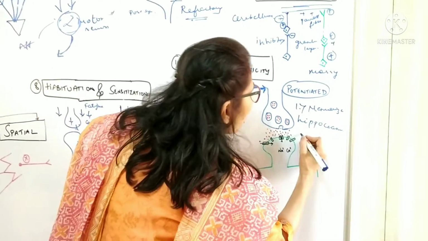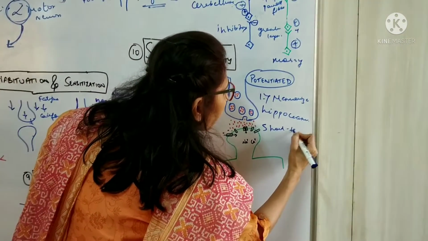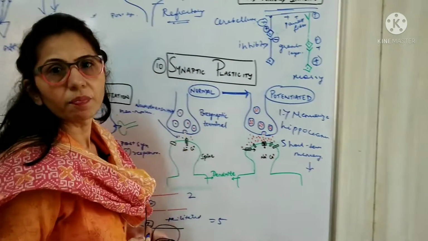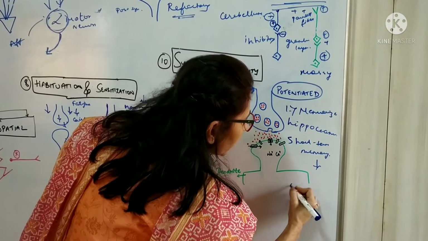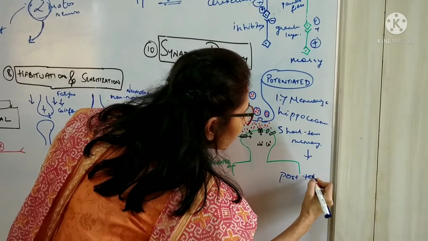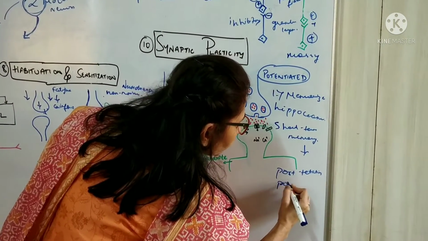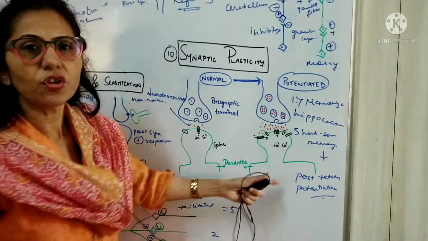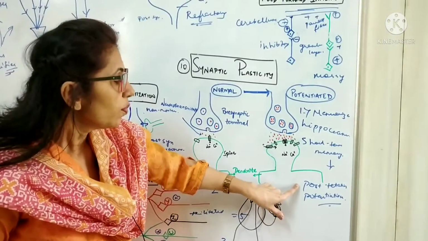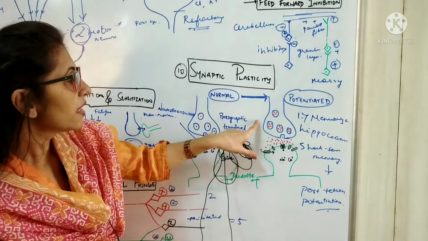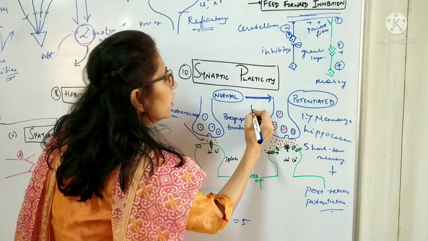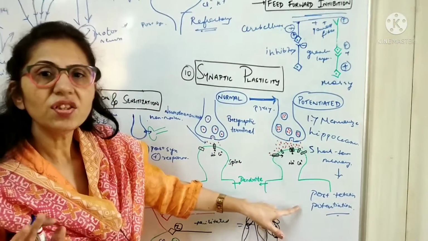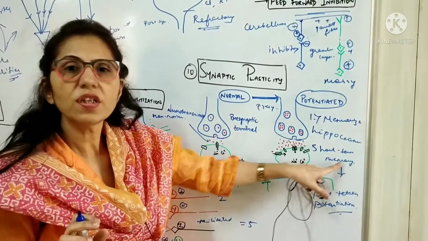Now if you have a short term memory, so usually in short term memory, for example, when you remember a phone number, that short term memory is because of the post-tetanic potentiation, which is a type of synaptic plasticity, but this is for a very short duration. So in post-tetanic potentiation, there is increased calcium influx occurring only in the presynaptic membrane, and that increases the amount of neurotransmitter release, and these changes usually are short-lived, and that's why it is a short-term memory.